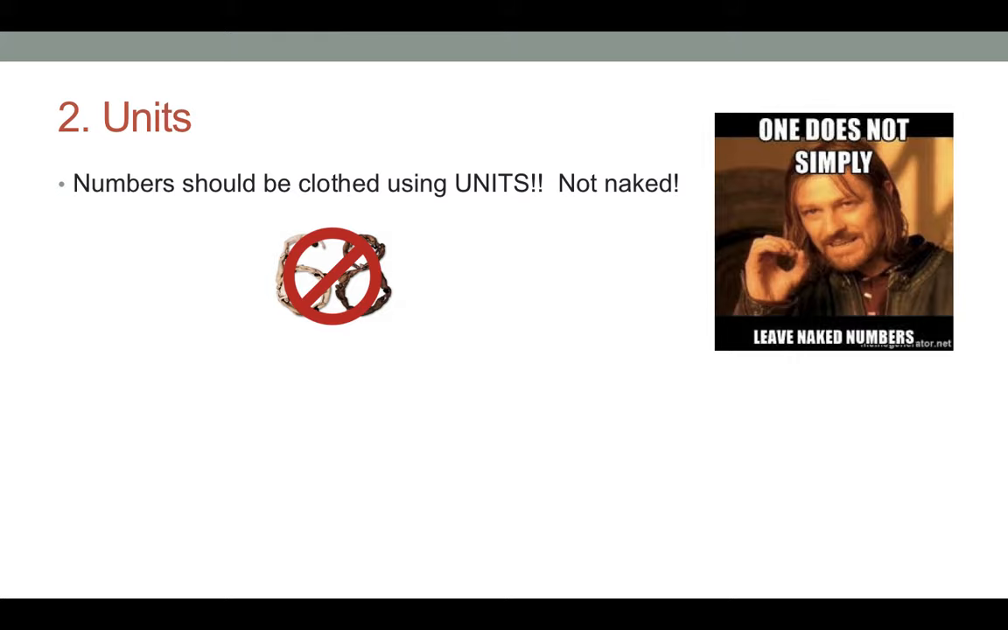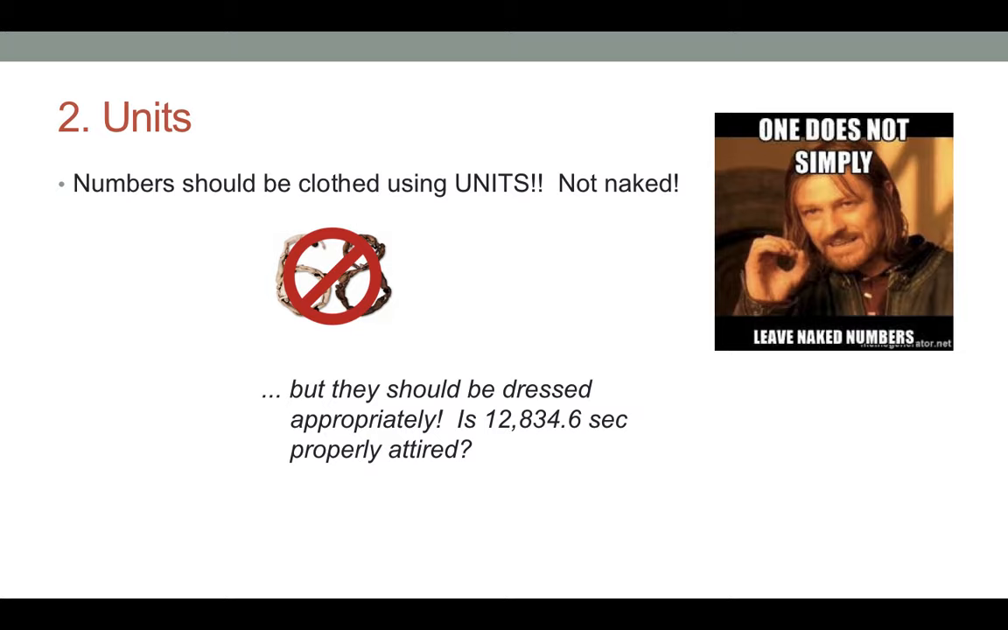So when you write something down, you should always pause and ask, oh, wait a minute, what units should I use? However, not only should units be dressed, they should be dressed appropriately. So let's consider approximately 12,800 seconds. That's not really an appropriate unit for that particular number. Because if I told you, meet me at Starbucks in 12,834.6 seconds, you would have no idea what that means. You would probably have to mentally convert that. So I want you to think about what you would convert that to so the number has some meaning, or if you will, it is properly attired.